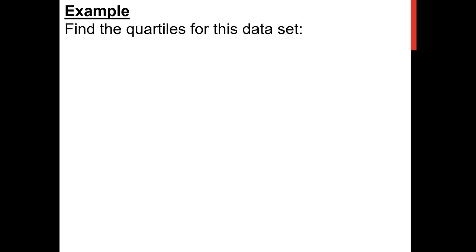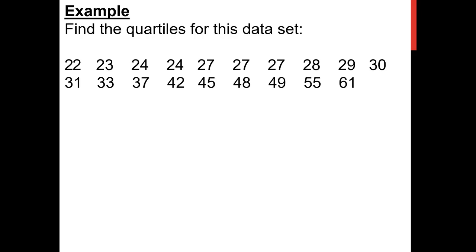So let's look at an example. Find the quartiles for this data set. We have 22, 23, 24, 24, 27, 27, 27, 28, 29, 30, 31, 33, 37, 42, 45, 48, 49, 55, and 61.